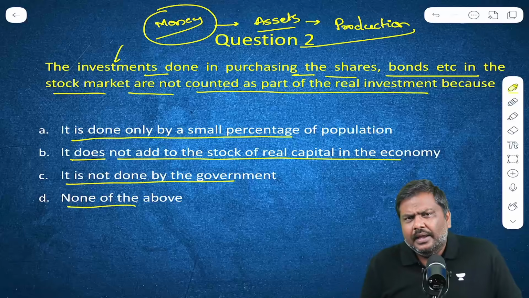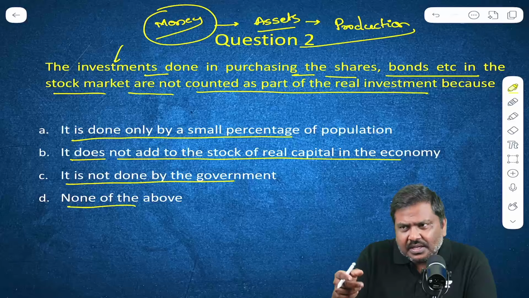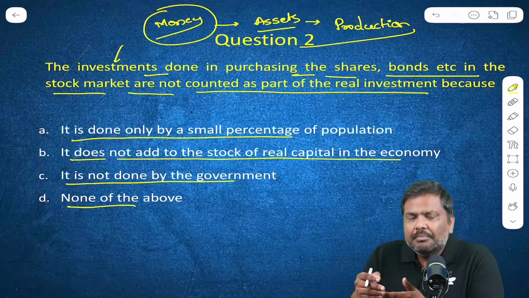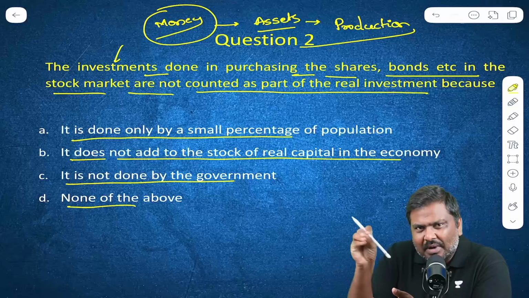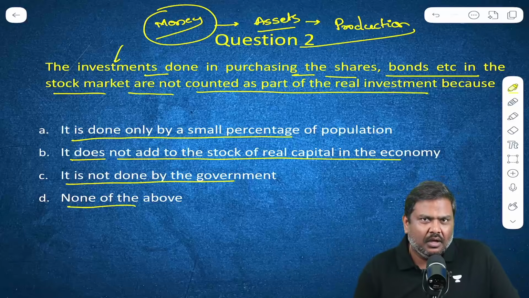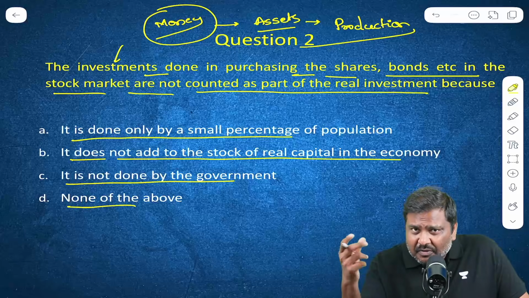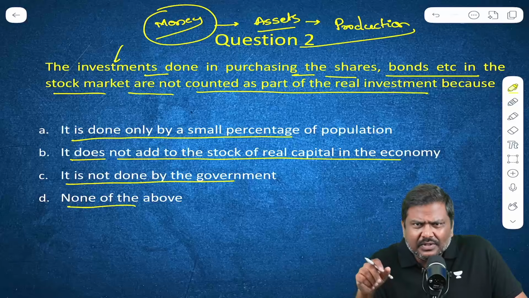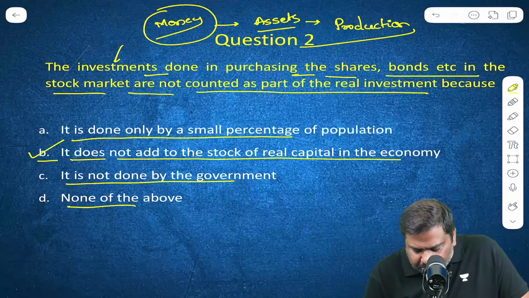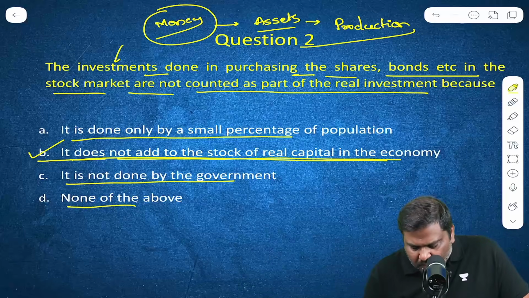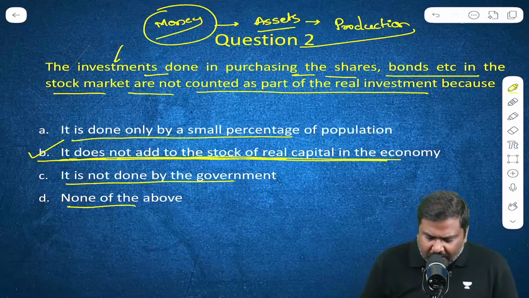And moreover, if you look at it in a very simple way, can we say that when I purchase shares from the Bombay Stock Exchange, basically what is happening? I'm purchasing the share from somebody else, I'm giving the money to that particular seller of the share. Is there any purchasing of the machinery here? Is there any setting up of a manufacturing facility that is happening because of this? It is not happening. That is the precise reason it is not counted as a part of investment. Right option for question number 2 is it does not add to the stock of real capital in the economy.